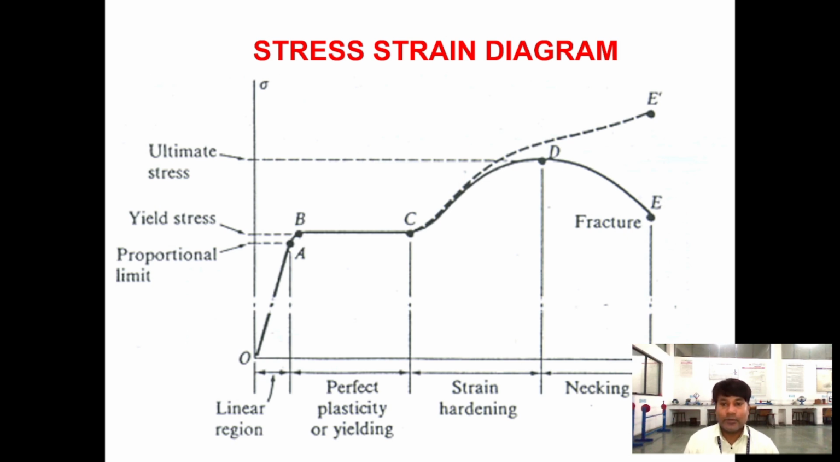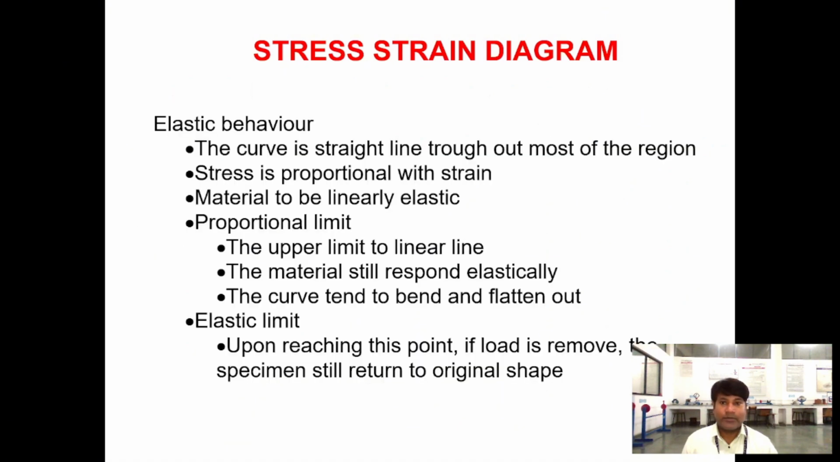If you see, O to A is the limit of proportionality, which means there is a straight line. A to B, there is a slight change, some curvature will be there, and B to C is a straight line. And C to D, you will see the curvature will increase. C to D is strain hardening, and D to E is fracture. That is called necking. So we will discuss one by one.